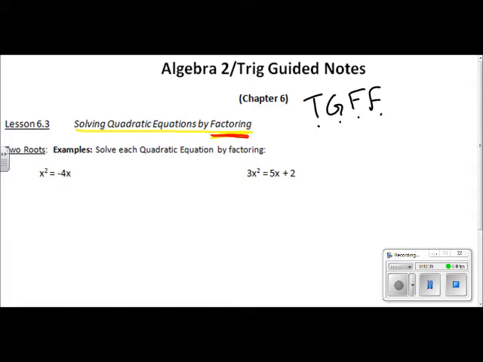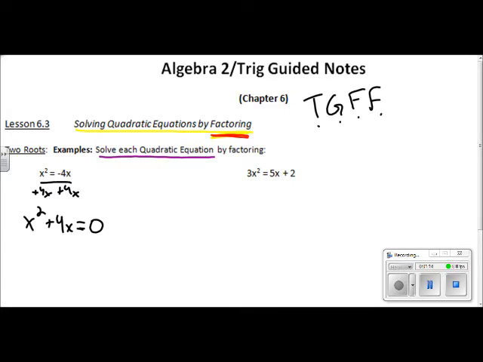So remember from 6.2, anytime that we are solving quadratics, we always want to get them into the form of an equation set equal to 0. So the first thing that we're going to do as we solve each equation here is set them to 0. In our first example here, x squared equals negative 4x. We want to set that to 0. So what I'm going to do is just add 4x to both sides, in which case we now have x squared plus 4x equals 0. So now we have a much more workable equation.